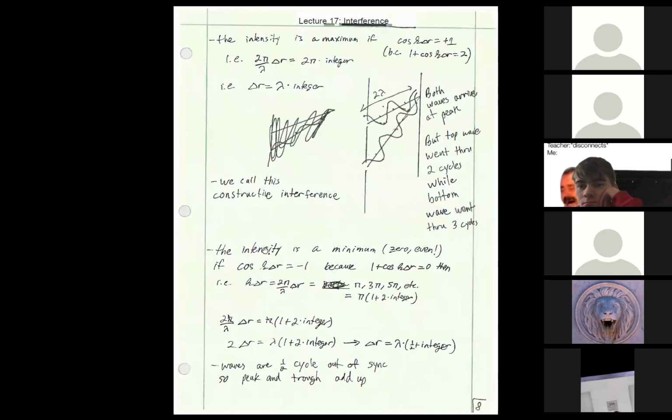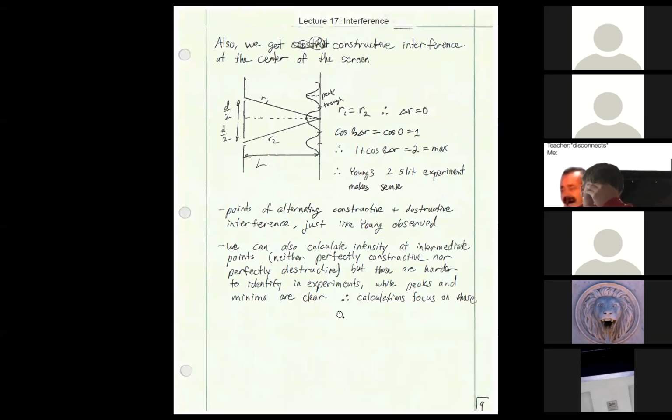And conversely, if the intensity was a minimum, maybe even 0, then cosine of k delta r is -1. So k delta r is either pi or 3 pi or 5 pi, because the cosine is -1 if the input to it is pi or 3 pi or 5 pi, etc. And then you do the algebra and you get that that path difference is half a wavelength plus an integer multiple of the wavelength. So half a wavelength, 1.5 wavelengths, 2.5 wavelengths, etc. And so these waves are a half cycle out of sync.